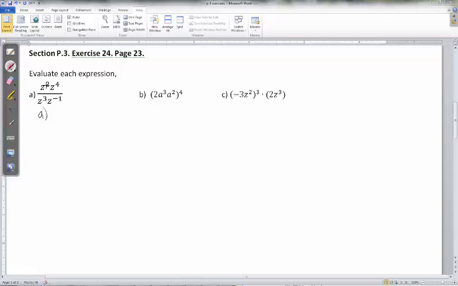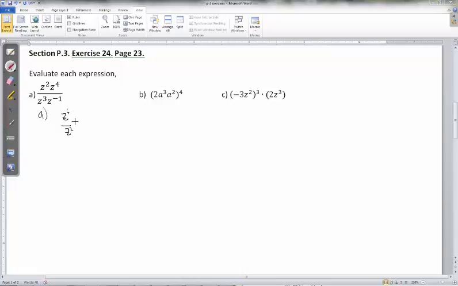So I'm going to combine the expressions on the top, combine the expressions on the bottom, and then worry about subtraction. So z to the 2 times z to the 4th will get me z to the 6th, and z to the 3rd times z to the negative 1 will get me z to the 2.